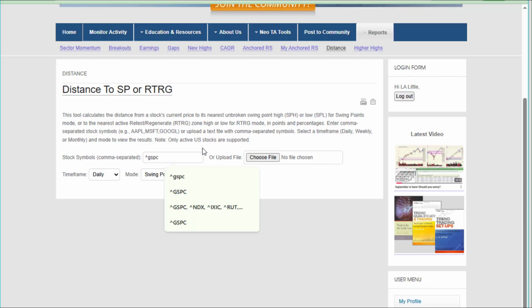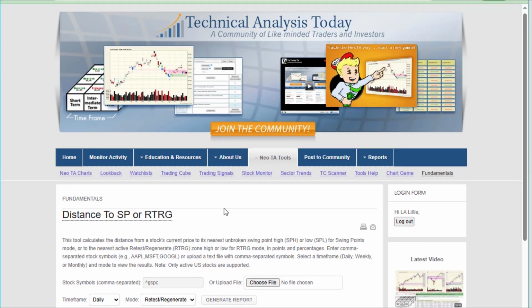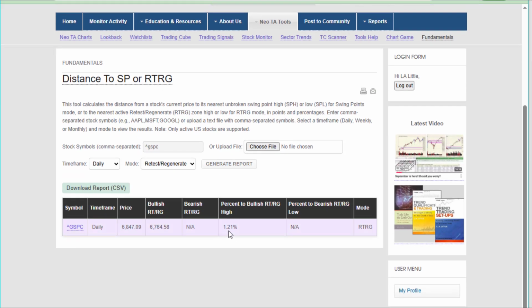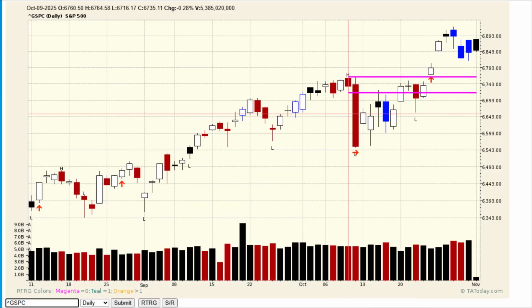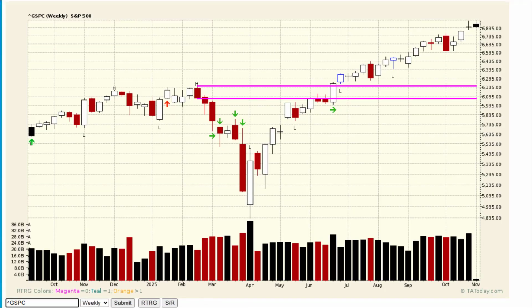So if I put in the S&P 500, I put it on the daily, and I say I want to measure back to a retest regen zone, I can see what that percentage is, right? So the high is back at 6764. And so when I see that, I can see here that I've got to get back to this area, and it's like 1.5%. It's nothing. But if you move out to different time frames, you're going to see different things. So if I take this, for example, and go out to the weekly and look at that, what I'm going to see there is I could come all the way back to here, and that's going to be the buy zone.